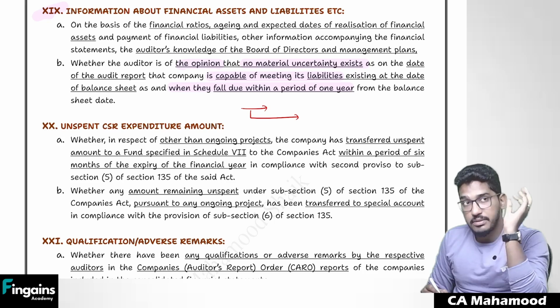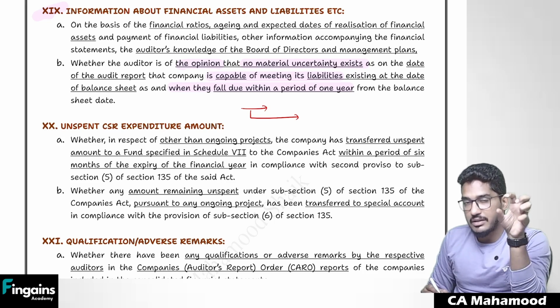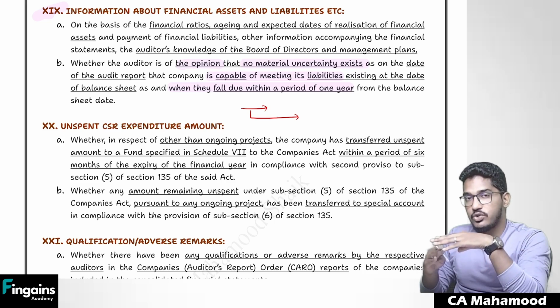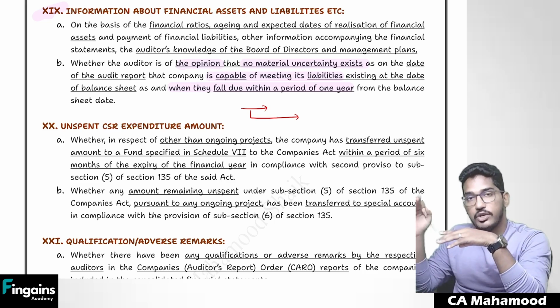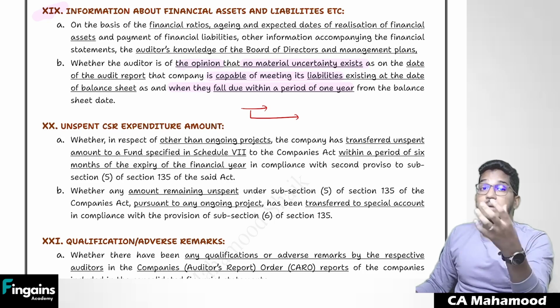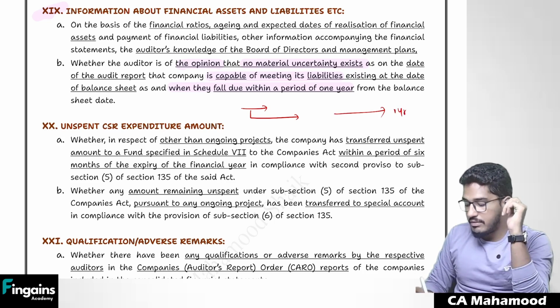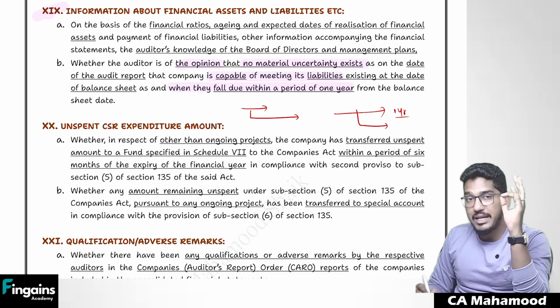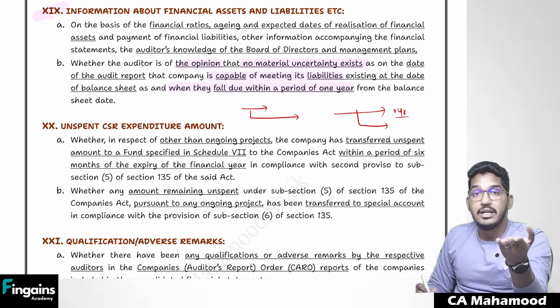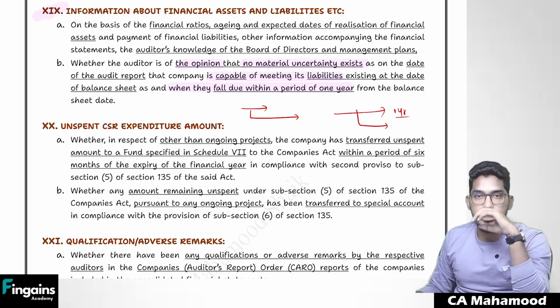If I have to put it in simple terms, whatever current liabilities are there, is the company in a position to pay all their liabilities which fall due within 1 year? Or is there any material uncertainty existing? Nothing but, in the coming 1 year, whatever liabilities fall due, is the company in a position to pay them, or is there any doubtfulness? You have to give your opinion.